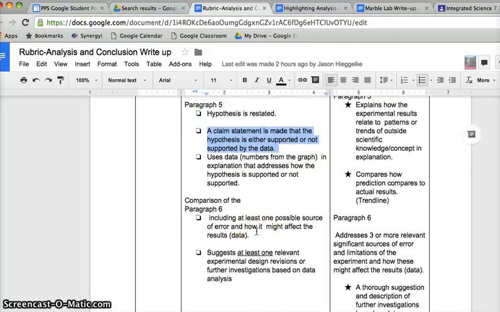Paragraph 6, what's one source of error, and then suggest at least one relevant experimental design revision or further investigation based on the data analysis. So would you use the foam track again? Would you want a different type of material? Was this a valid experiment? It is, what would you do to make the experiment better? You can never say have more money or have more time. That is not a relevant design change.